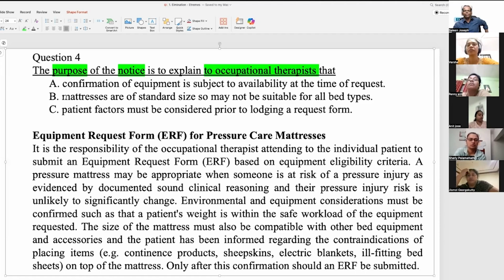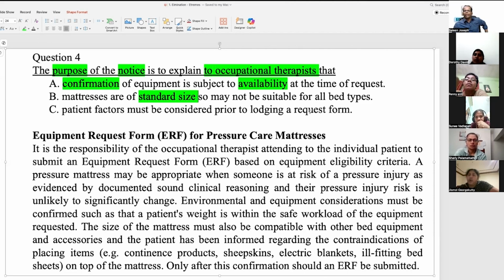First one, option A. Confirmation of equipment is subject to availability at the time. Then second one, standard size mattress. The first one is availability. This is standard size and may not be suitable for all bed types.